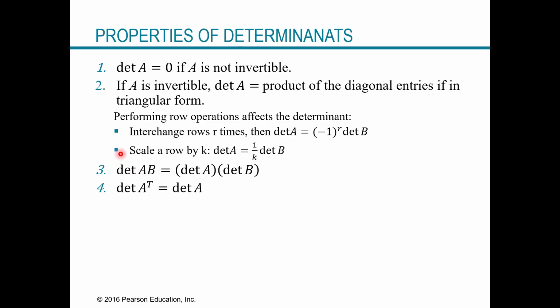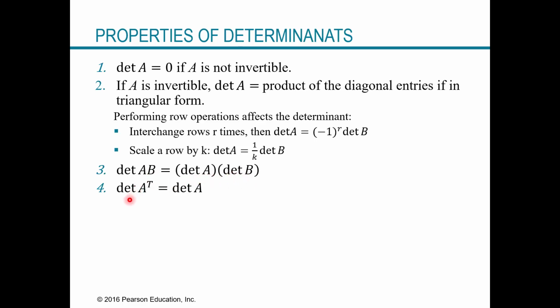And then also, if in the process of going into triangular form you have to scale a row, so multiply a row by a number k, then the determinant of A is 1 over k times the determinant of the triangular form matrix that you got. And then number 3 here, the determinant of the product of two matrices is equal to the individual matrices' determinants being multiplied.